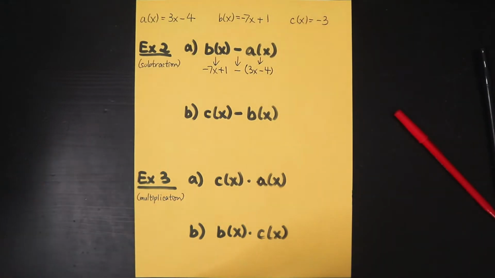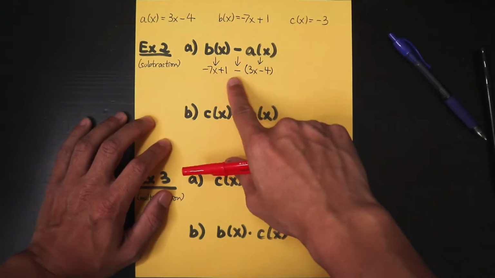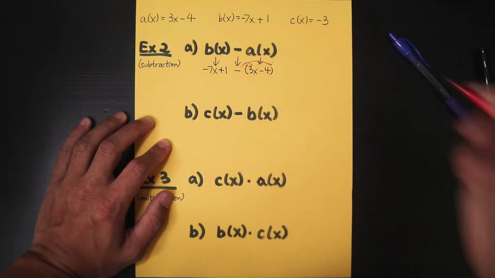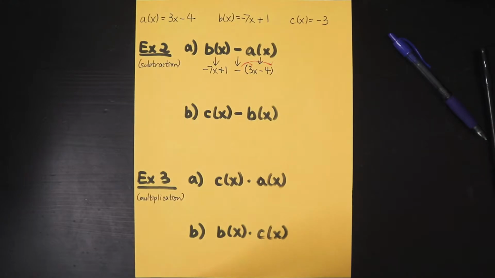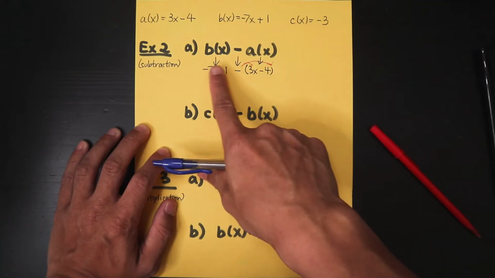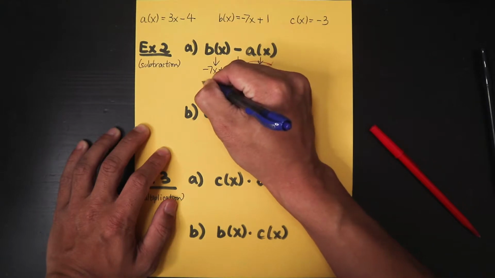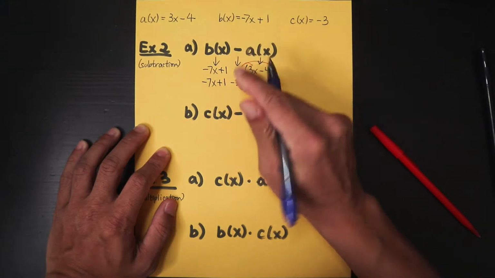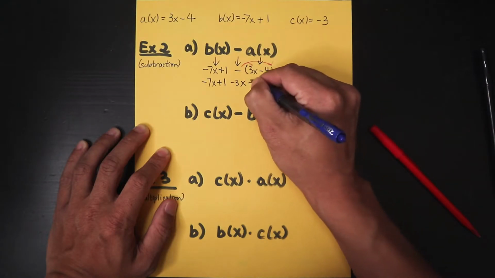Now, why do I have to put in parentheses? Because you're going to use the distributive property from the negative to the 2 terms after the minus sign. So first you have to distribute the negative. So it's going to be negative 7x plus 1. Negative times 3x is negative 3x. Negative times negative 4 is positive 4.